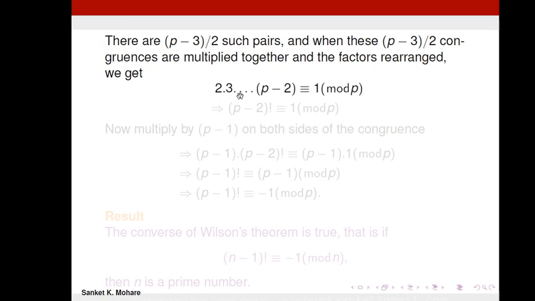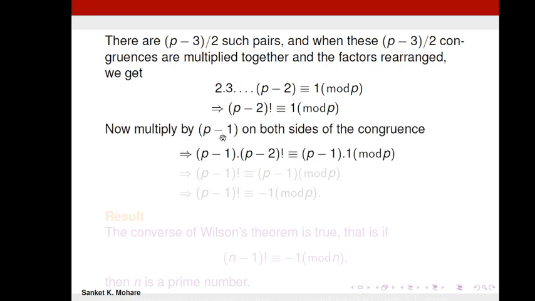2 multiplied by 3 multiplied by and so on up to p minus 2 is congruent to 1 modulo p. Now if you multiply all those pairs, they should also be congruent to 1 modulo p, and if we multiply both sides of this congruence by 1, what do we obtain? 1 into 2 into 3 up to p minus 2. This is nothing but p minus 2 factorial, congruent to 1 into 1 modulo p. So we obtain p minus 2 factorial is congruent to 1 modulo p.